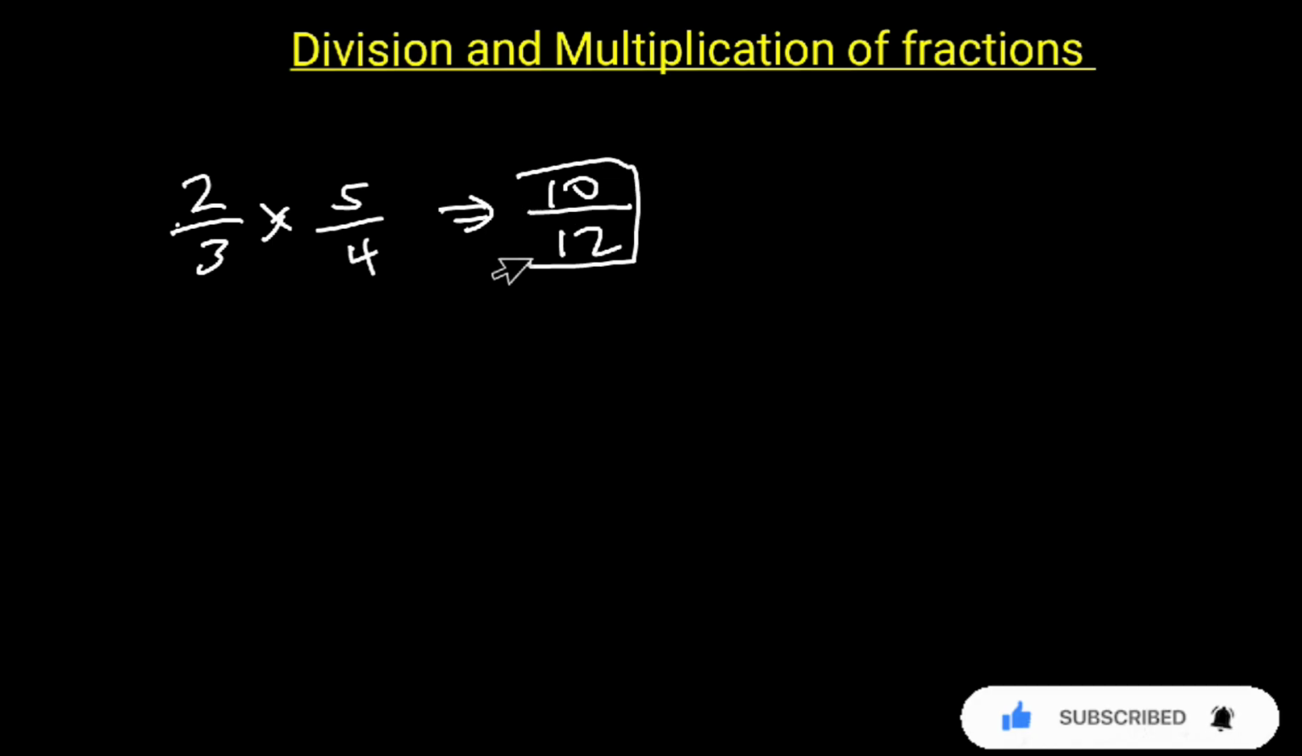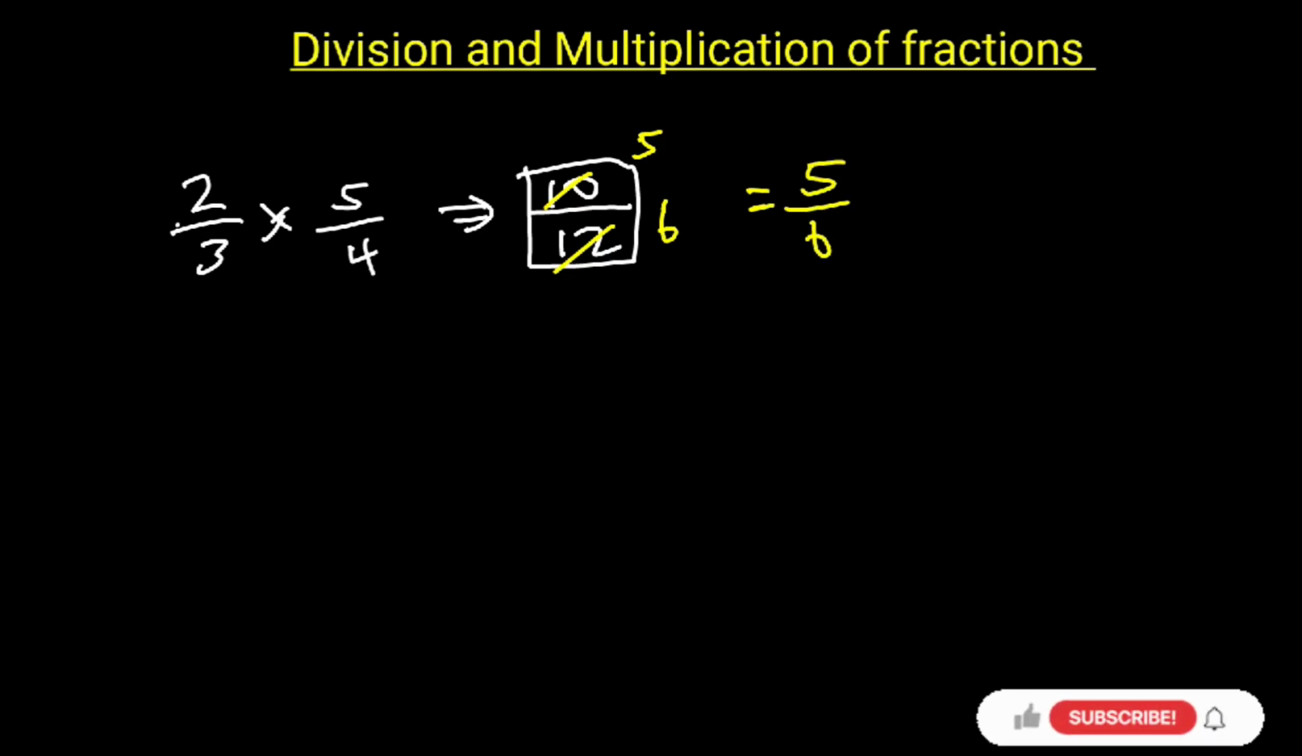So in this case we're going to multiply the numerators first. So we have 2 times 5 is 10, and then the denominators 3 times 4 is 12. So this is the answer to this question, 2 over 3 multiplied by 5 over 4, but we can further reduce this 10 over 12 to its simplest term. 10 divided by 2 will give us 5, and then 12 divided by 2 will give us 6. So the simplest form of this 10 over 12 is equal to 5 over 6, and so this is the final answer in its simplest form.